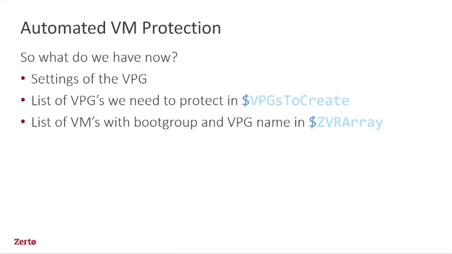So next up, what do we have now? We have the settings of the virtual protection group. So that means I can know exactly what the VPG needs to look like. History settings, boot groups, target RPOs, SLA settings, those kinds of things. I have a list of the VPGs we need to protect, and those are stored in the VPGs to create variable. I also have a list of VMs, including the boot group, that I need to place in those VPGs in an array called ZVR array.